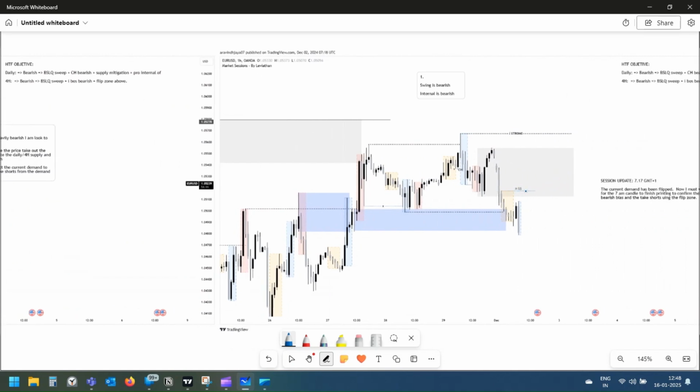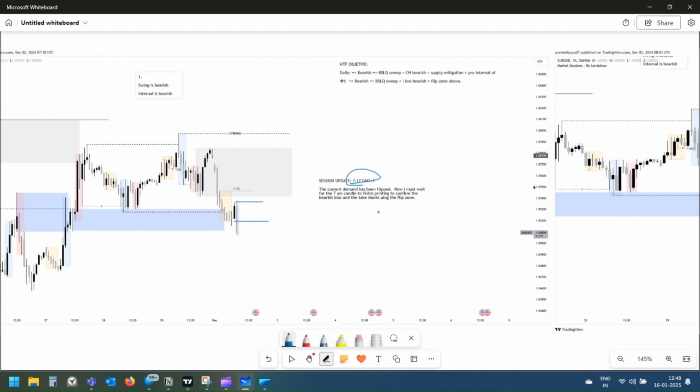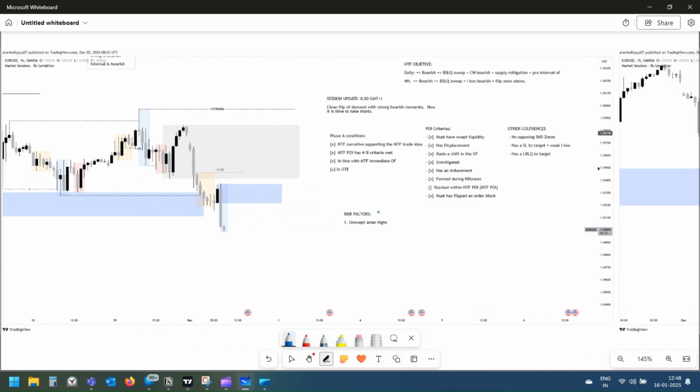And as expected, at 7:17 GMT plus 1, price made a small bullish reaction and then pushed down. So obviously, this could be the POI from which I can look for shorts and then target the weak internal low, sorry, the weak swing low. It's as simple as that. This is phase A, a high probability condition.